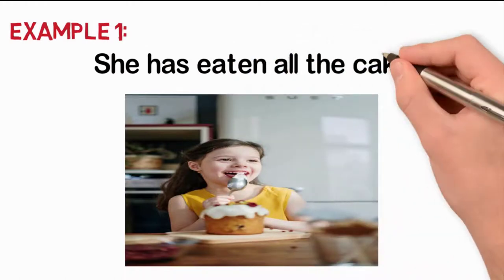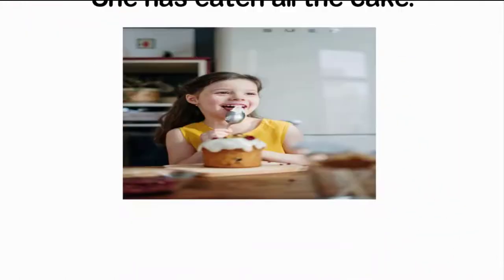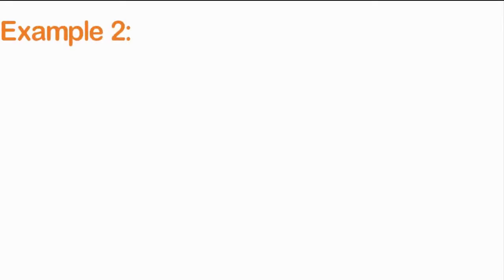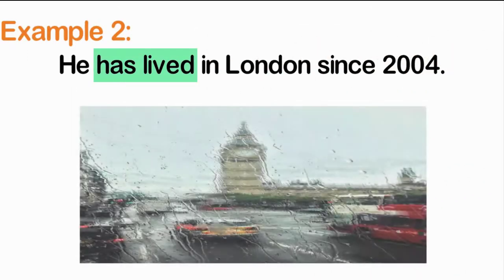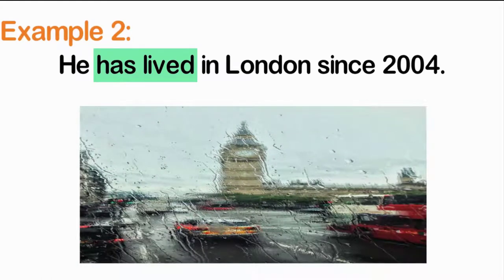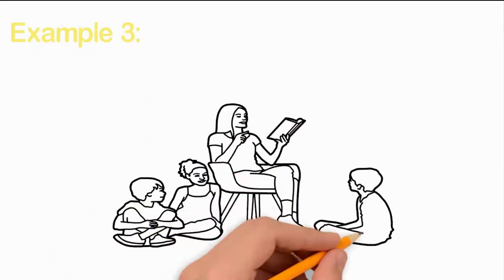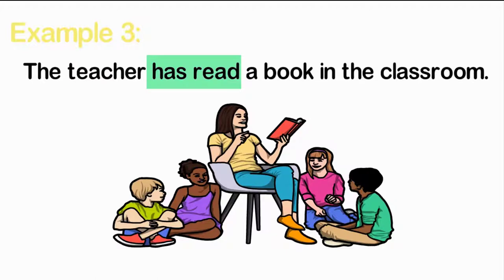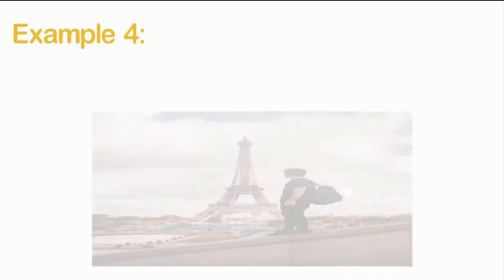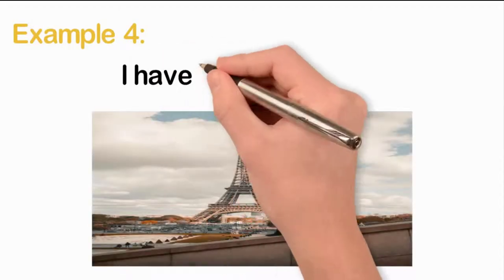Let's have a look at these examples. Example number one: She has eaten all the cake. Example 2: He has lived in London since 2004. Example 3: The teacher has read a book in the classroom. Example number 4: I have been to Paris.